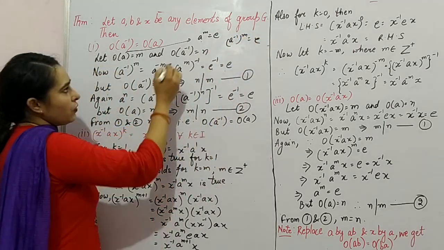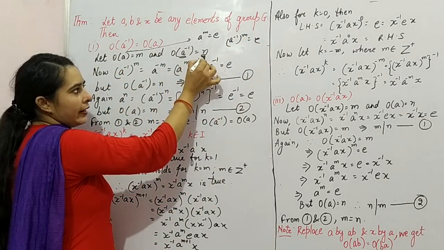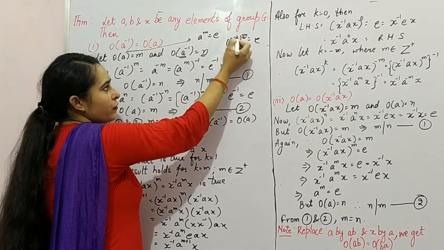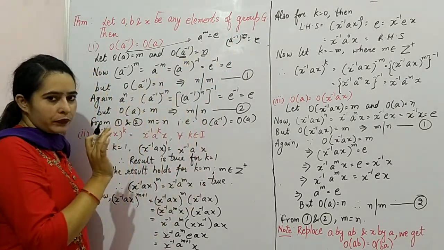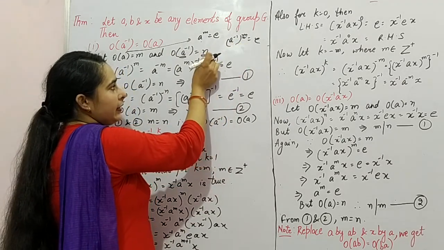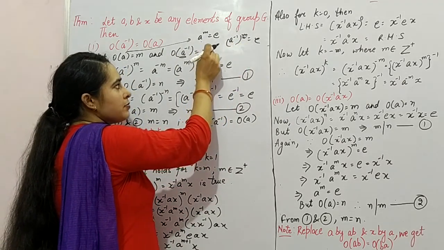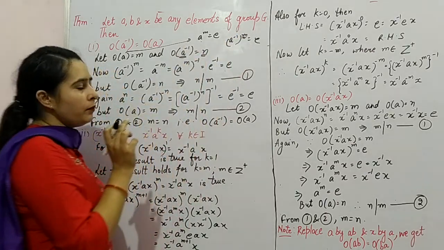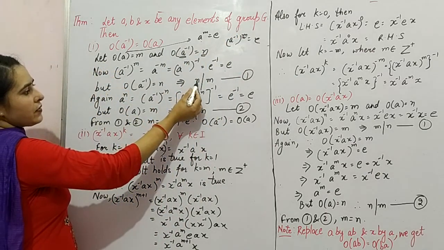And we know that the order of a inverse is n. And for any other number which satisfies this property, the order n must divide this power m. So that means n divides m.